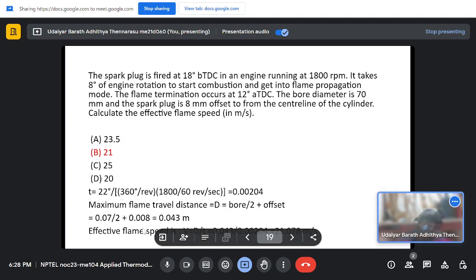After that, to find out the velocity or the flame speed, we need to find the distance traveled. As the spark plug is not at the center but at an offset, 8 mm offset.